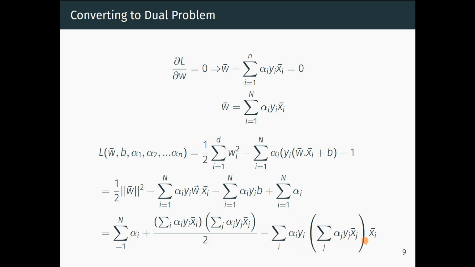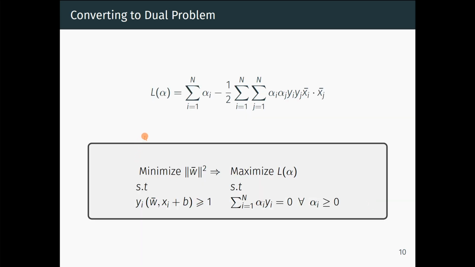xj dot xi or xi dot xj, it doesn't matter, given that these are just the dot product of two vectors, right? So essentially this thing is the half of this thing. And if we rewrite the entire expression, we can write L as a function of alpha as the summation i equal to 1 to capital N of alpha i minus half summation i equal to 1 to n summation j equal to 1 to n alpha i alpha j yi yj xi dot xj.